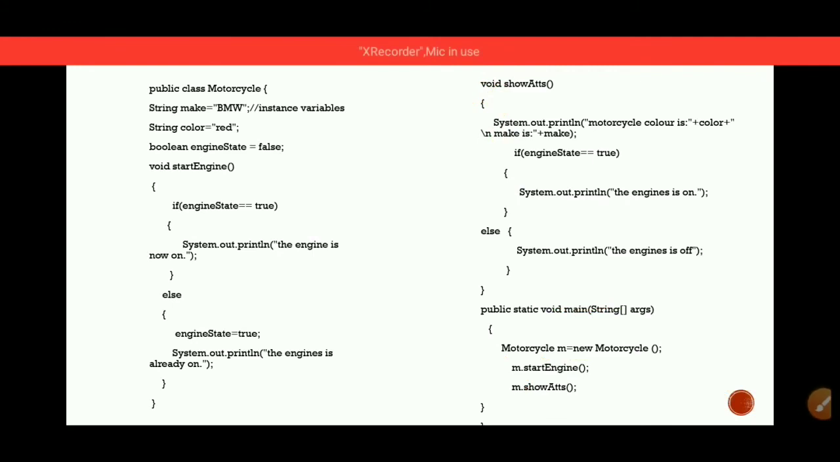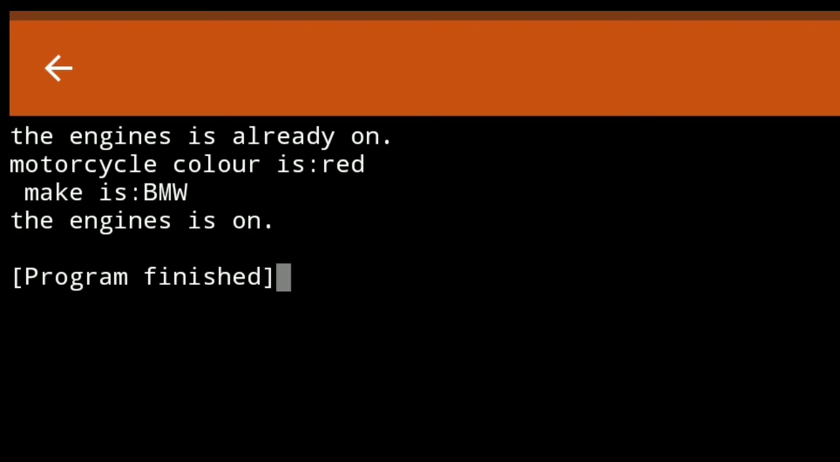So this is the example for your motorcycle class, and for this the output is, you can see here, the engine is already on. This is the result of the start engine method. Then motorcycle color is red, make is BMW, the engine is on. This is the result of the second method, show attributes.